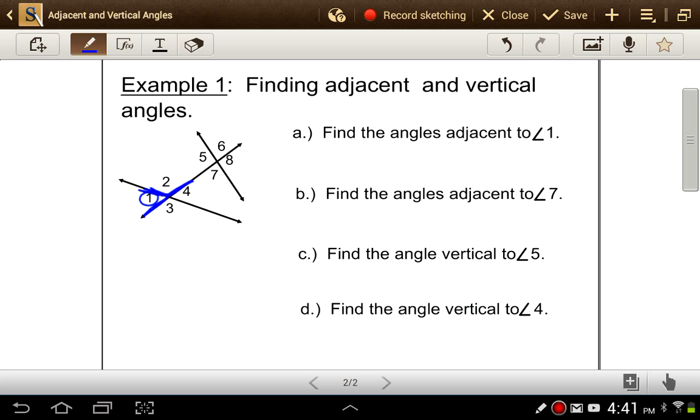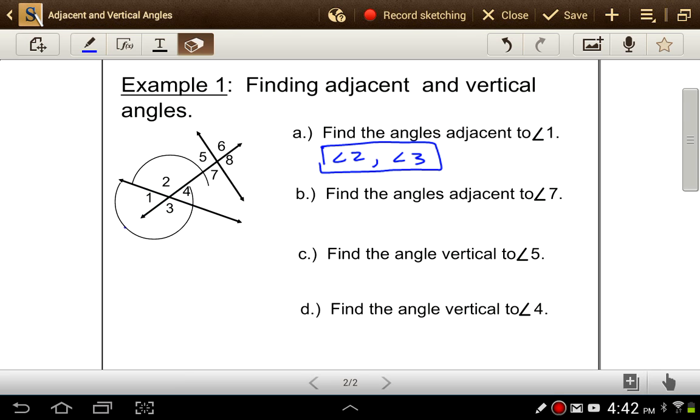They're next to each other. So angle 2 would be adjacent. I've looked to see if there's any more. Oh, angle 3 right here. Angle 3 is also next to angle 1. They share this point right in the middle and this common side right here. So angle 3 would also be. Angle 4 would not be. They share the vertex but not a common side. And angles 5, 6, 7, 8 are on the other side. So it would be angle 2 and angle 3 that are the adjacent angles to angle 1.